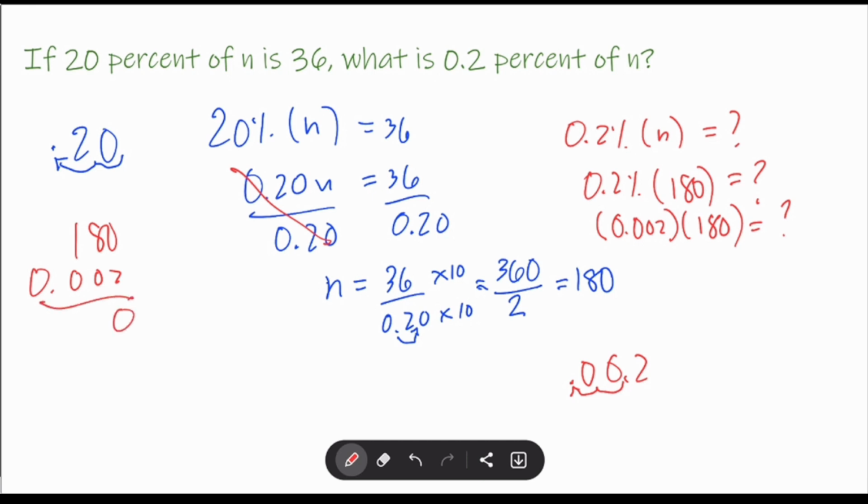So 0 times 0, of course that's 0. 8 times 2 is 16. 1 times 2 is 2, plus 1 is 3. And then the next ones are zeros. So if you combine it, it's 0, 6, and 3. And there are 3 decimal places. So 1, 2, 3.